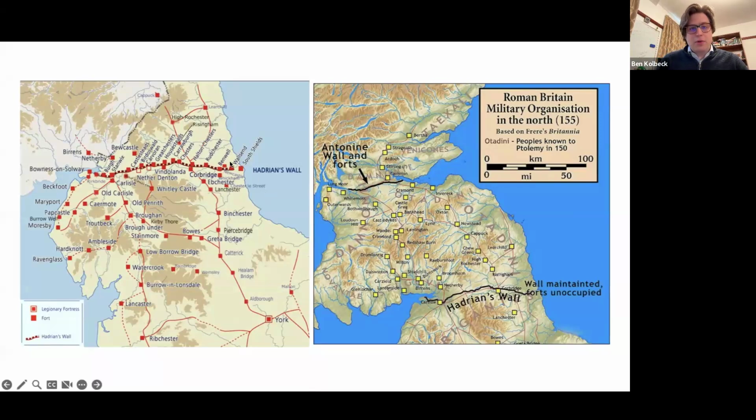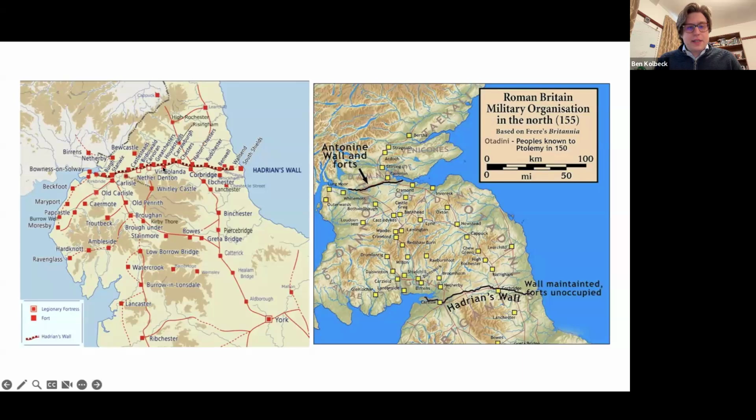We get this border zone, which basically runs between Newcastle and Carlisle. There's a little bit of flex back and forwards, but this is basically where it ends up. Then in around 120 AD is when Hadrian's Wall gets built to fix this border. And that's the map of Hadrian's Wall you can see on the left.